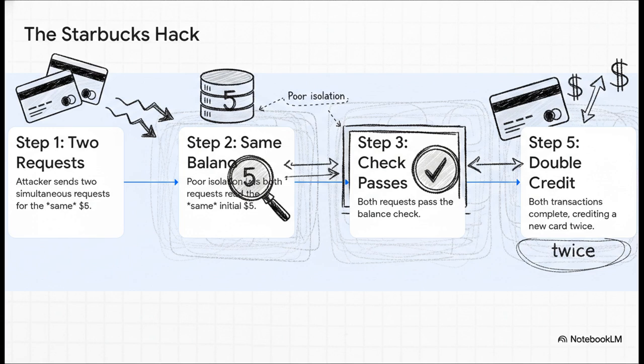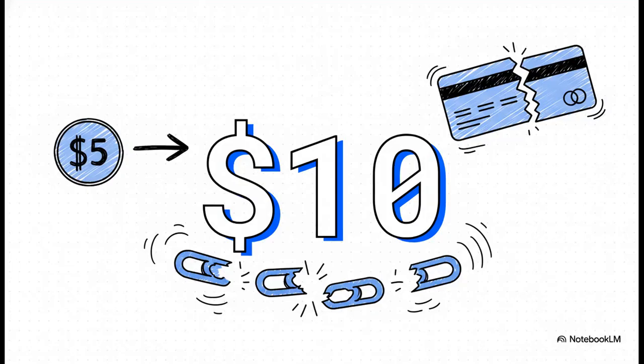Both transactions went through. And the result? That initial $5 balance magically turned into $10 on the new card. Just like that. Money was literally created out of nothing. It's a perfect, if scary, example of why isolation is so incredibly important.